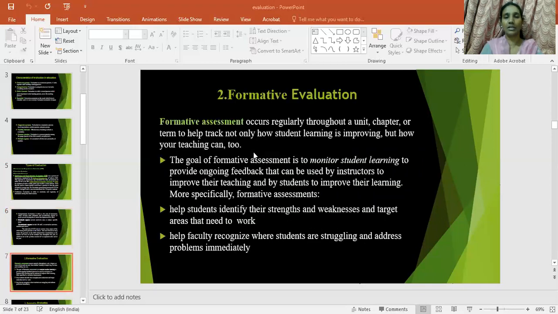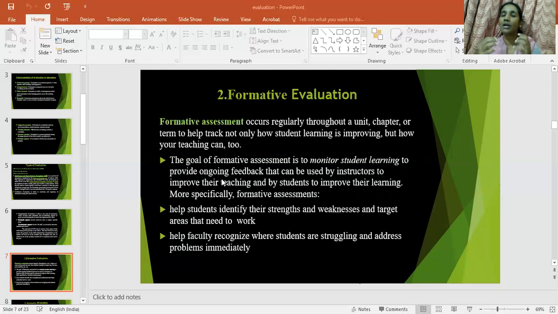The second type of evaluation is formative evaluation. Formative assessment occurs regularly throughout a unit, chapter or term to help track not only how students' learning is improving but how your teaching can too. Means here formative evaluation is an ongoing process, you can say. When we are teaching something to the students, in between we are going to ask the students some questions. That is nothing but the formative evaluation.